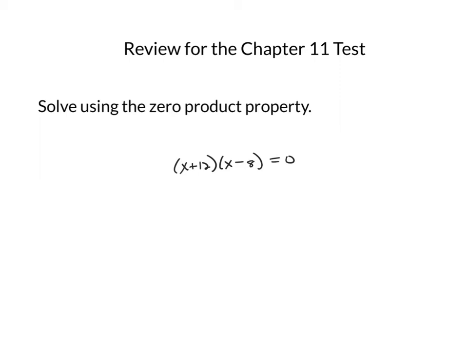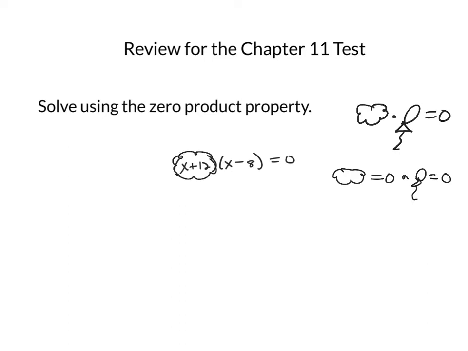Well, the zero product property just says if I have two things and I multiply them together and get 0, I know that one of those things has to be 0. Either the cloud is 0 or the balloon equals 0. So for this problem, here's my cloud, here's my balloon.